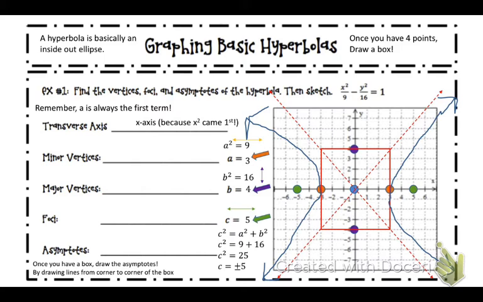Okay? Now I can go state my minor vertices, or let's state your major. I don't know why they put minor before major. Major, so that's 3, 0, and negative 3, 0. Minor is 0, 4, and 0, negative 4. The foci are 5, 0, and negative 5, 0. Then my asymptote.